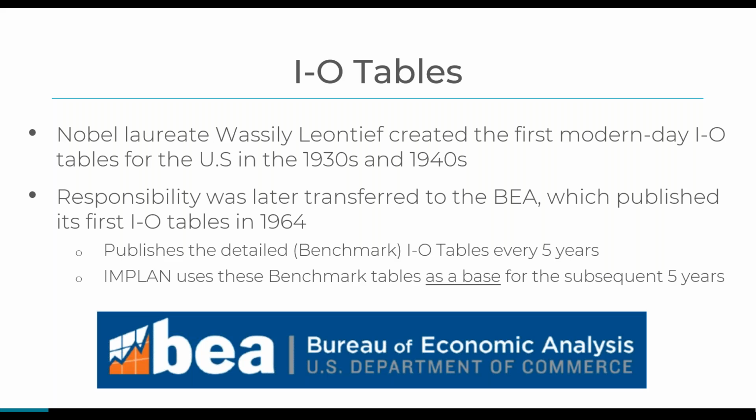So we just use the ones that they publish every 5 years, which are very highly detailed and have supplemental tables and things like that that come with it that we'll talk about today. And those are called the benchmark IO tables. So this happens every 5 years, and IMPLAN uses these tables as a base for the subsequent 5 years until there's a new benchmark IO table or set of benchmark IO tables. And I emphasize here, as a base.